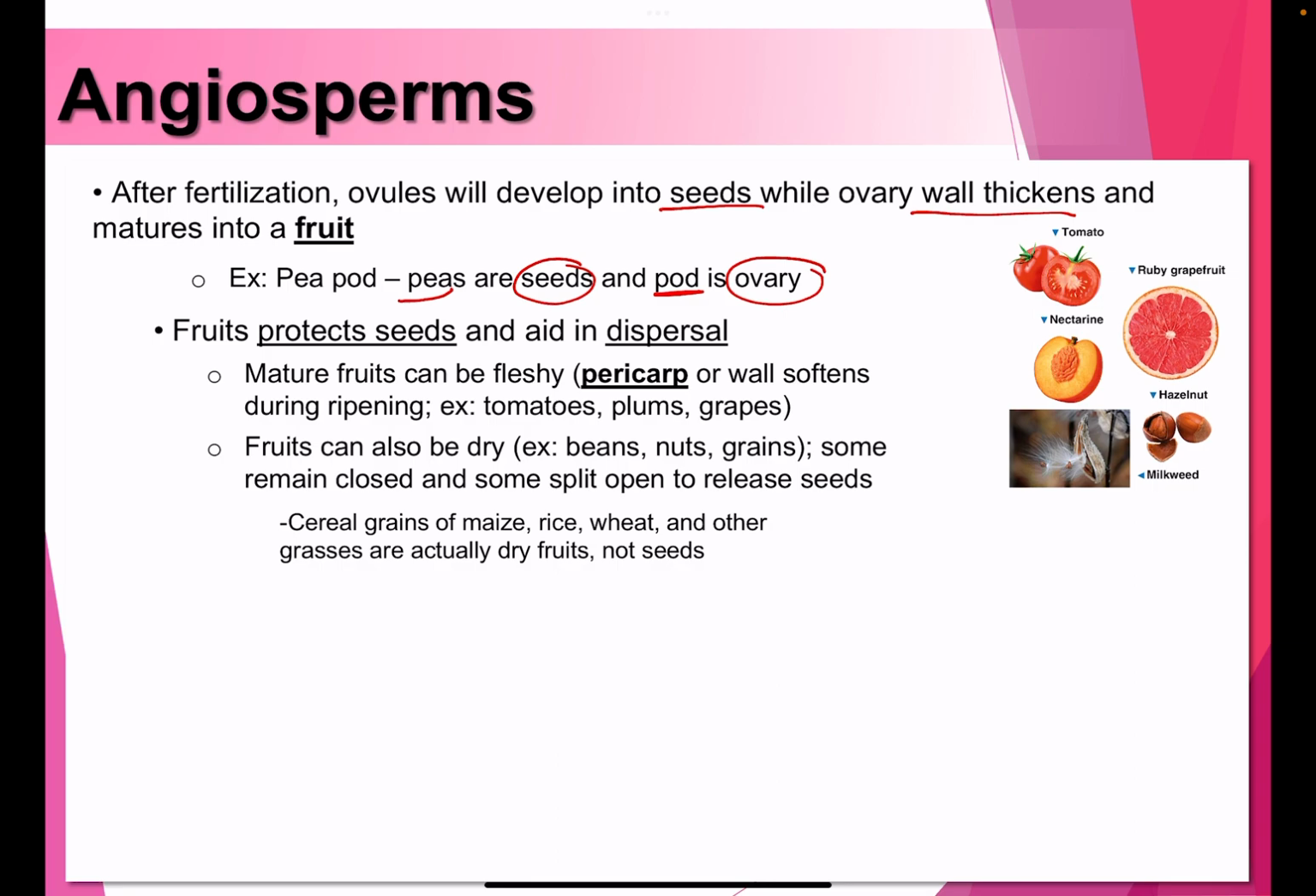So the fruit is what protects the seed and also aids in the dispersal of the seed itself. How it protects the seed is by having a thick outer layer or hard outer layer, depending on whether it's a dry fruit or a fleshy fruit. So mature fruits, like I was saying, can be fleshy, and fleshy fruits usually have an outer layer called the pericarp. And that pericarp is the wall of the fruit, and usually when they're small and just formed, they're hard.